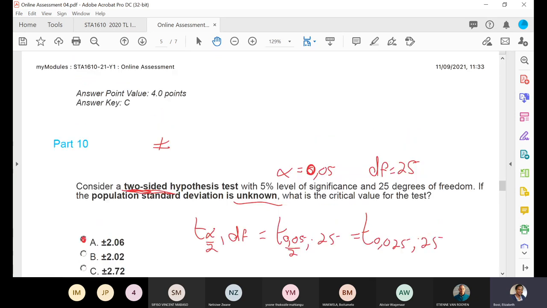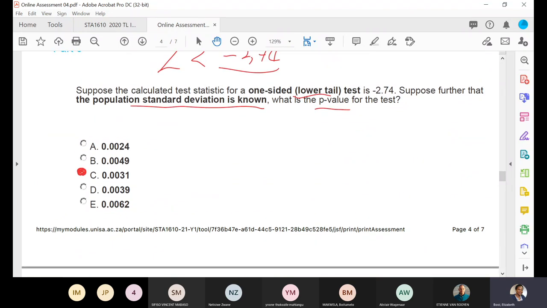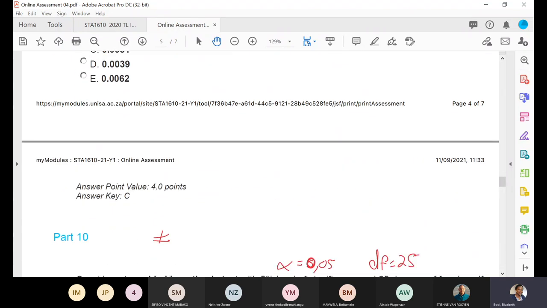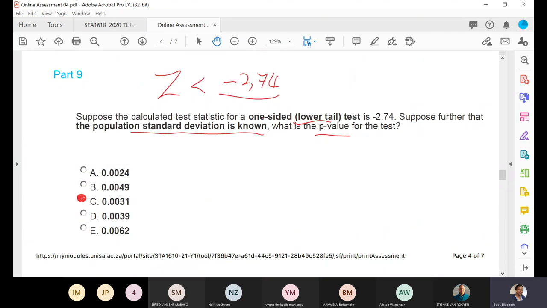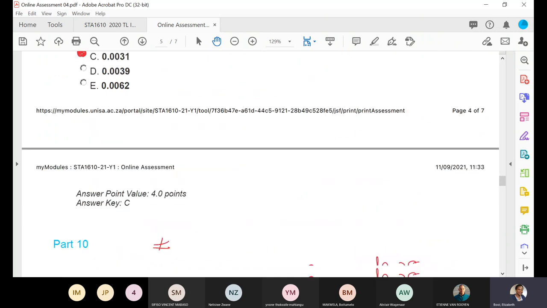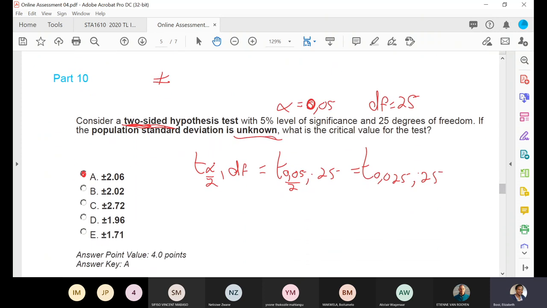You need to read carefully, especially for these two questions, because this one said a one-sided test and this one says a two-sided test. For a one-sided test, we're not dividing or multiplying the p-value or anything like that, and we use the z-test because they told us that the population standard deviation is known. Because here they say the population standard deviation is unknown and we're doing a two-tailed test, when we find the critical value we need to divide alpha by 2 and use the t-table based on the information given.